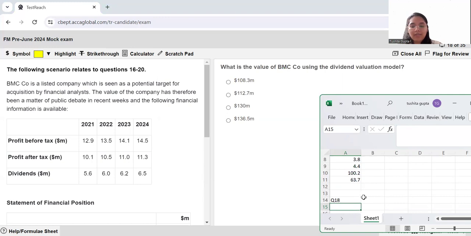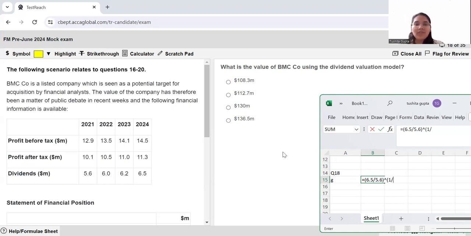With regards to question number 18, you have to find out the value of the company using the dividend valuation model. Because you have the dividend information all given to you, you're first going to work out the growth rate and then use that growth rate in the formula to find the value of the company. For the dividend growth rate, you take the latest dividend, divide it by the earliest dividend, and raise it to the power of 1 by n minus 1. The number of years you have the data is 4 years, minus 1 gives you 3. So this minus 1 gives you your growth rate. This roughly is 5% growth rate in your dividends.